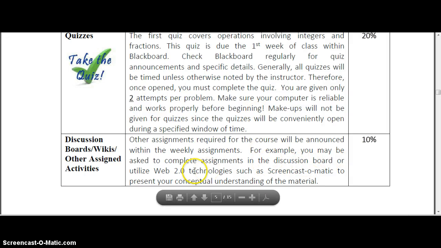For example, you may be asked to complete assignments in the discussion board or utilize Web 2.0 technology such as Screencast-O-Matic to present your conceptual understanding of the material. So you will have to use other technology. So be prepared for that.